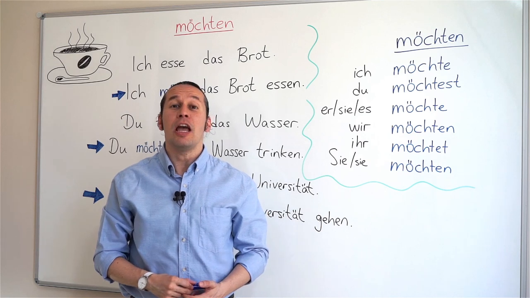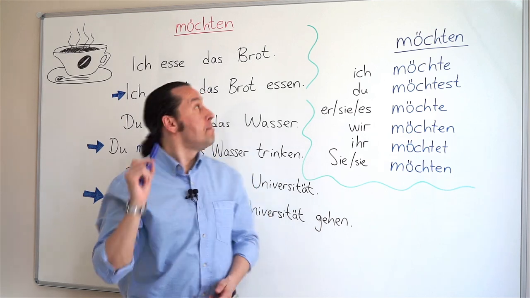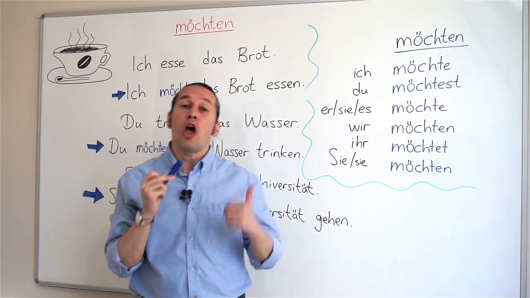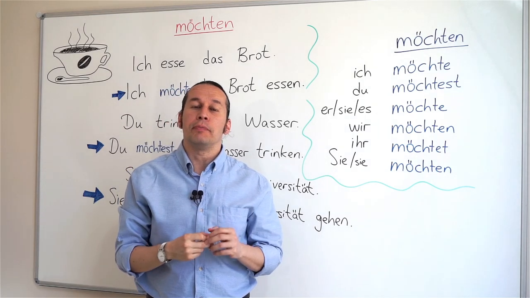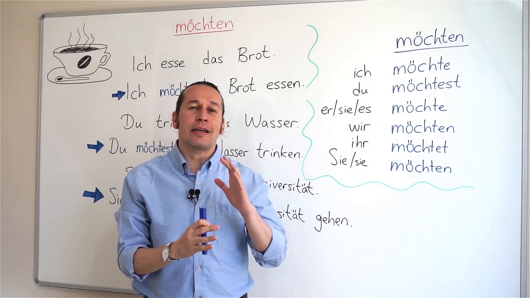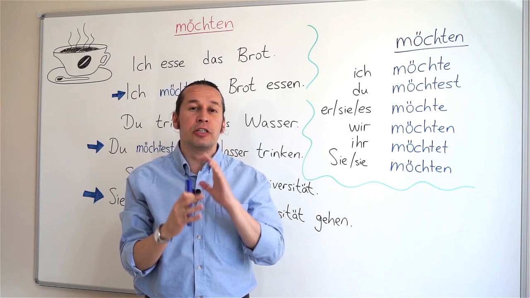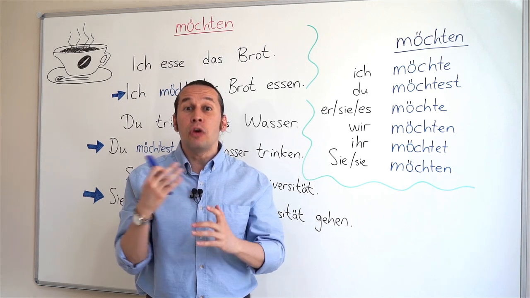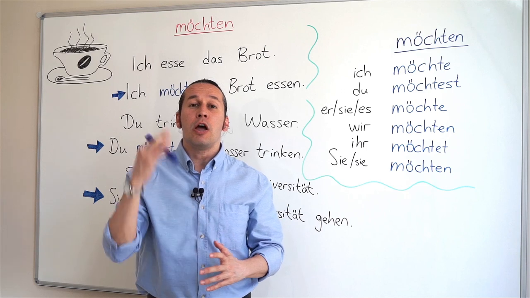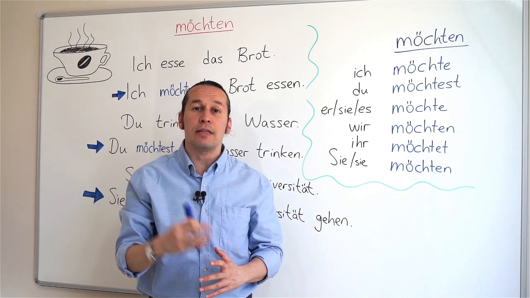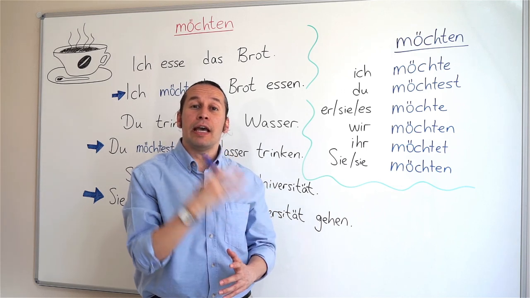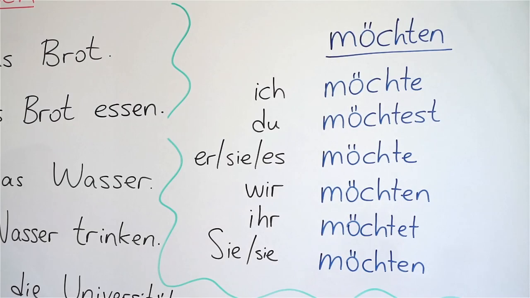In this lesson, we are going to have the verb möchten. Möchten stands for want or would like to, okay? It is just like a modal verb. The function is just like a modal verb, but we don't call this a modal verb. First, we are going to conjugate this and then we are going to have this in examples.